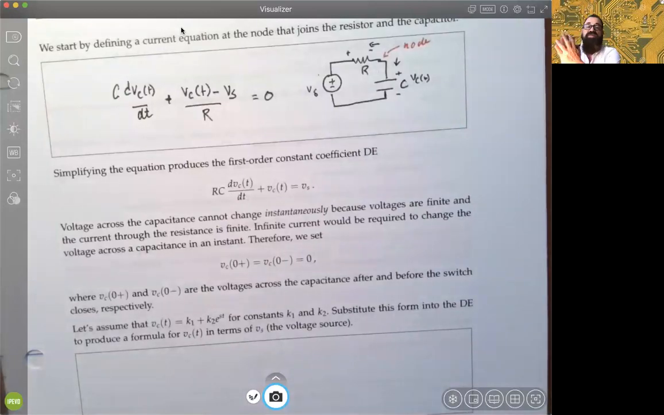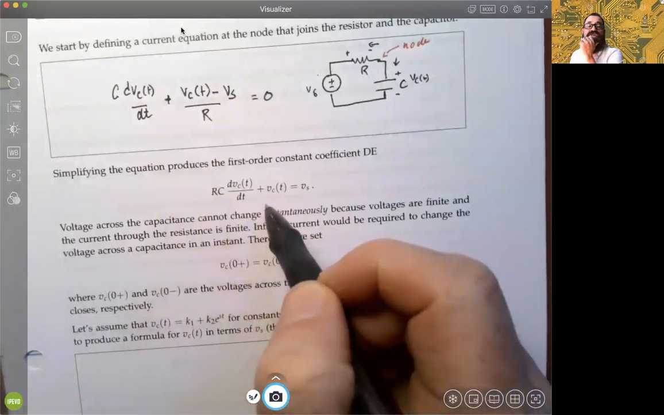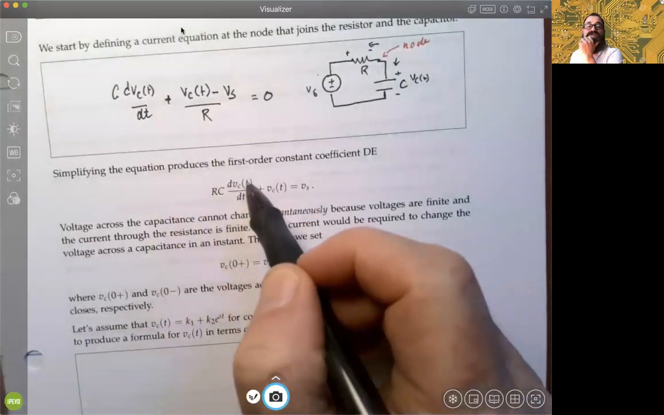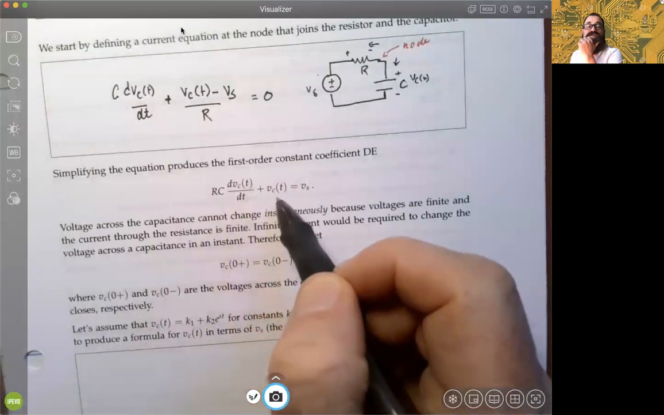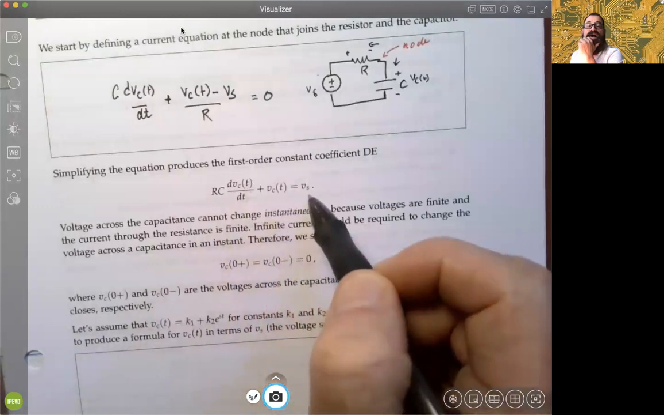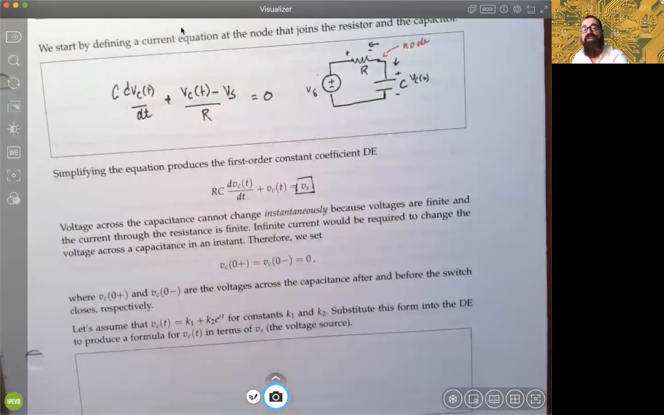If we're simplifying this equation, then what we're going to look at is multiplying through by R again. And now we have this representation: RC times the derivative of the voltage across the capacitance plus the capacitor voltage. Now, the difference from the previous equation is that it's not 0. So that's really the only difference from what we had before.